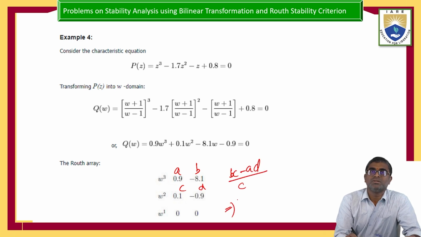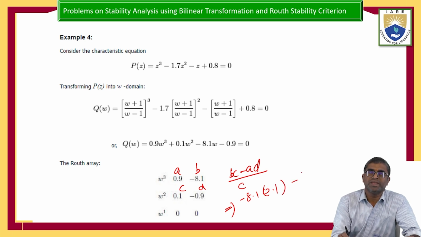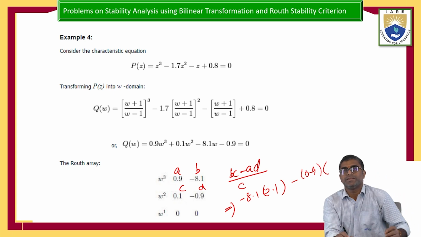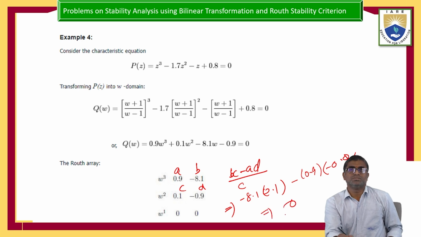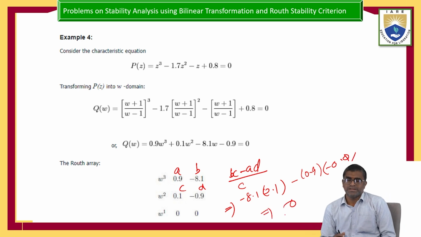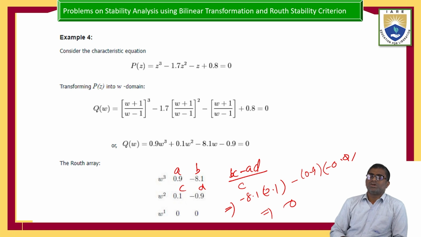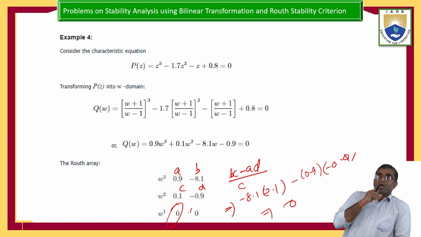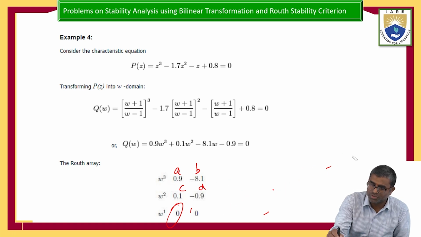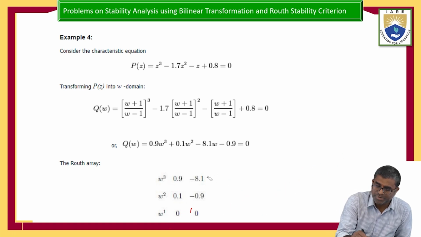So what happened in this one? Minus 0 minus 8.1 into 0.1, minus 0.9. Solving this one, we got 0. We got the 0 here. Again, the remaining 0s are occurring here, and one row is starting with 0.